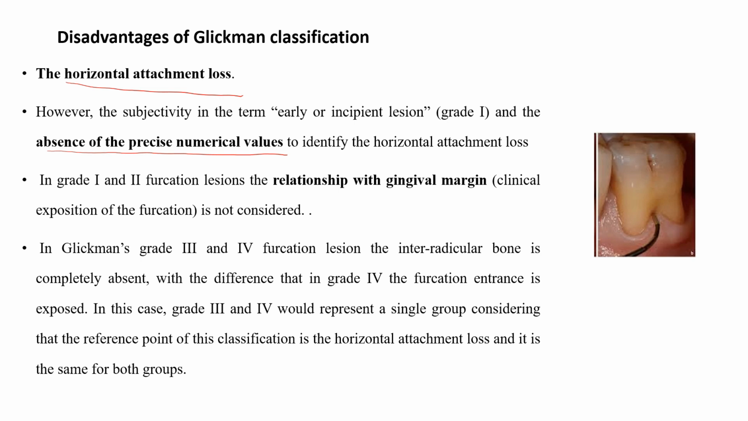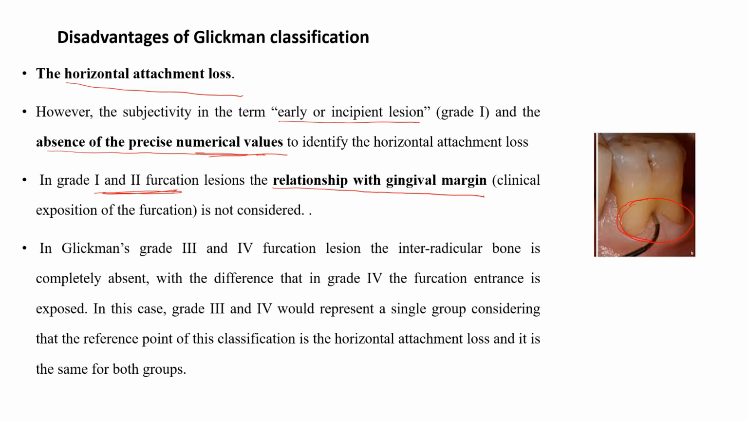Next is the absence of any precise numerical values. They have used some subjective terms like earlier incipient lesions, but they haven't defined how much bone loss is there. So there is an absence of such measurement. In grade 1 and grade 2 furcation lesions, the relationship with the gingival margin has not been defined in Glickman's classification.